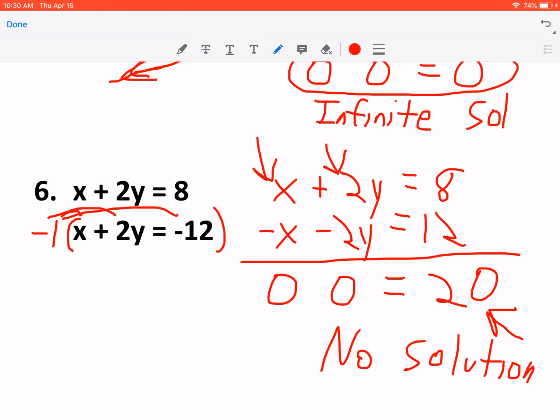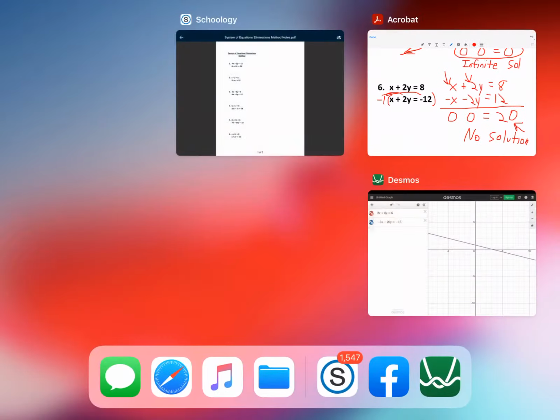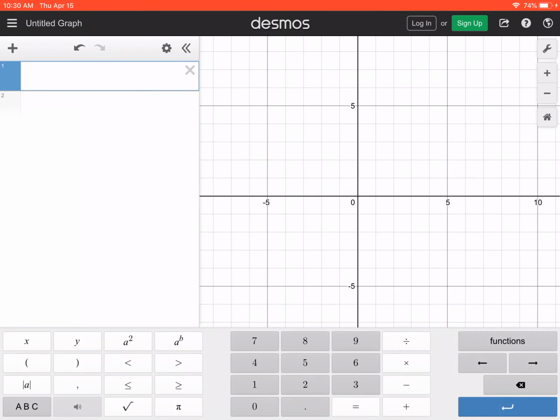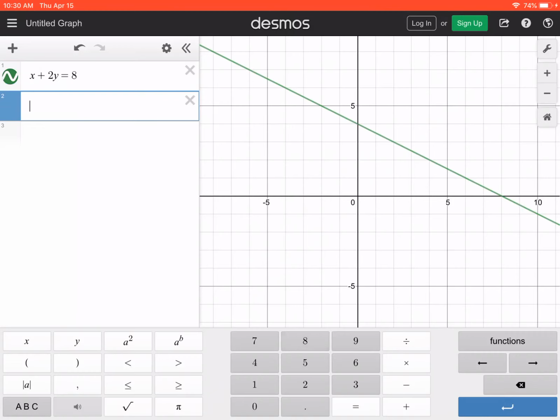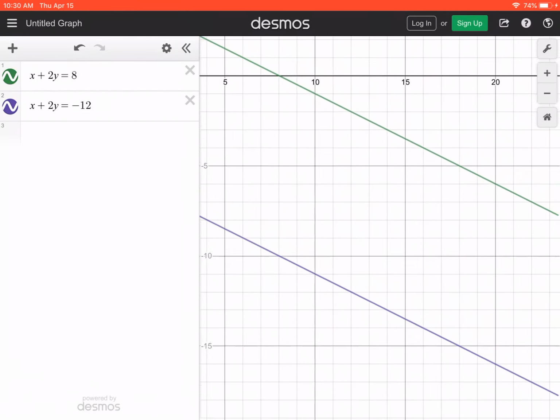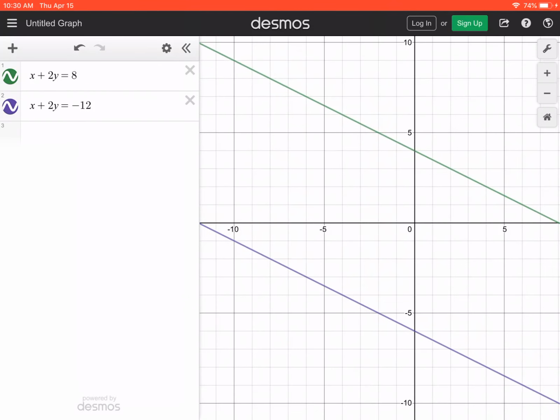All right? So you had x plus 2y equals 8, and x plus 2y equals negative 12. I'm going to graph them on Desmos just to show that it's two parallel lines. So, get rid of these. All right, so you had x plus 2y equals 8, and x plus 2y equals negative 12. And there it is. Those lines will never touch each other.